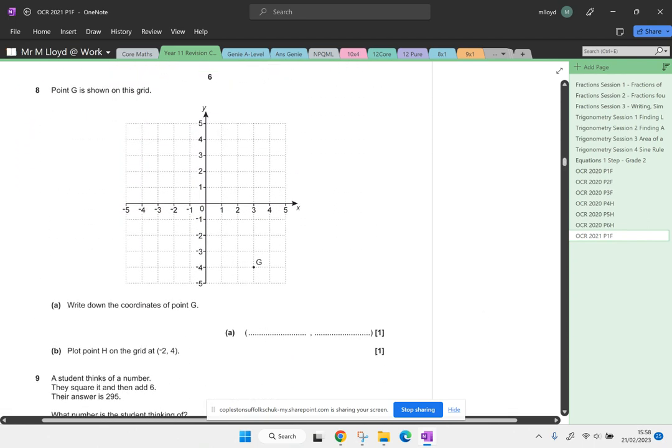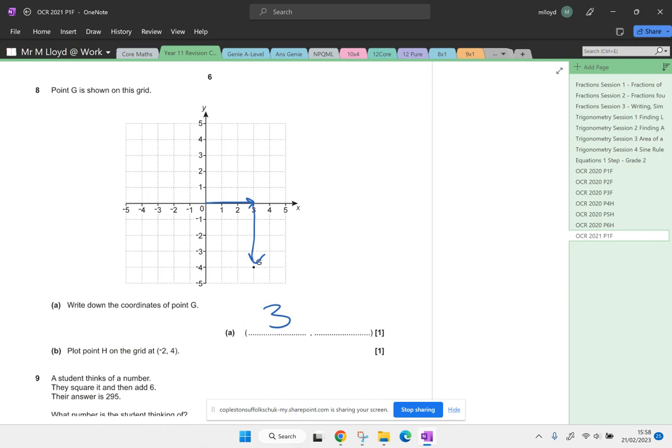Question 8. Point G is shown on the grid. Write down the coordinate. So we go along the corridor, 3, down the stairs, -4. B, plot H on the grid, -2, up by 4. So -2, 4 is there. I'm going to label it H as well, just in case.